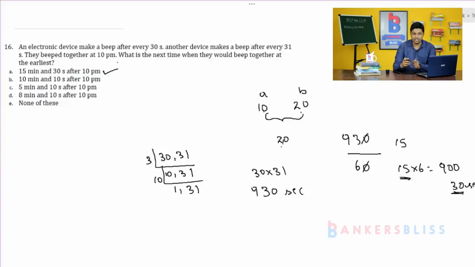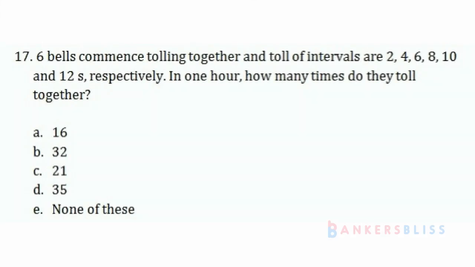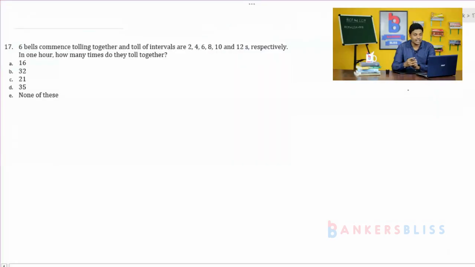Problem number 17. 6 bells commence tolling together and toll at intervals of 2, 4, 6, 8, 10 and 12 seconds respectively. In 1 hour, how many times do they toll together? Means how many times do they toll together? It is nothing but LCM. One time is there, at that time all the 6 bells are going to toll together. So 2, 4, 6, 8, 10 and 12, you have to calculate the LCM.